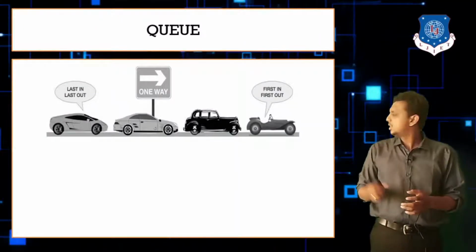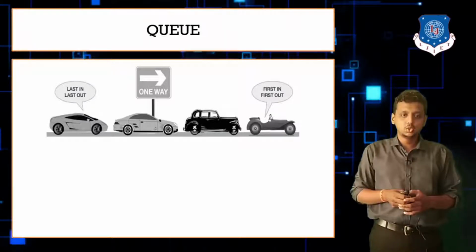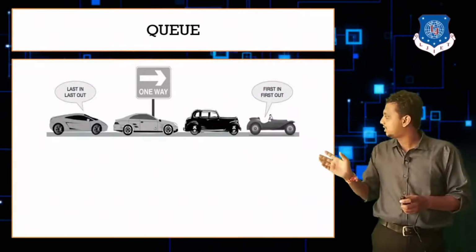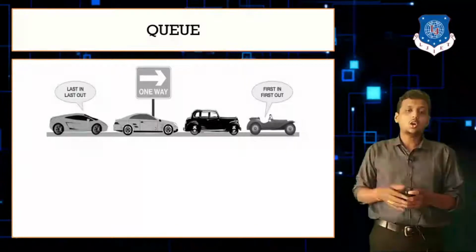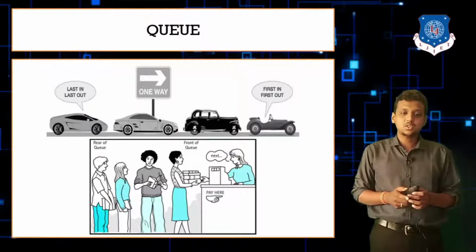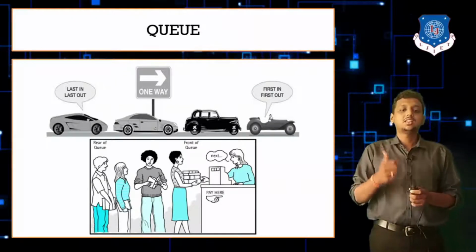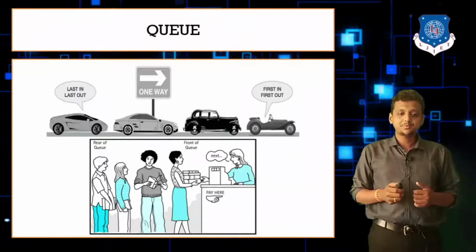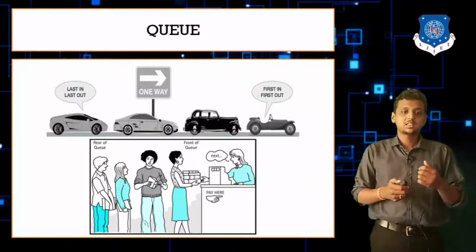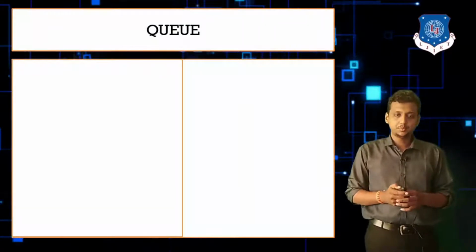Fine. So here is the example of cars which are standing in a queue. The first car will get the first chance to go out from the traffic. Here is another example, students. If you can see the line over there, the queue of people. Next, students. So what do we mean by queue?